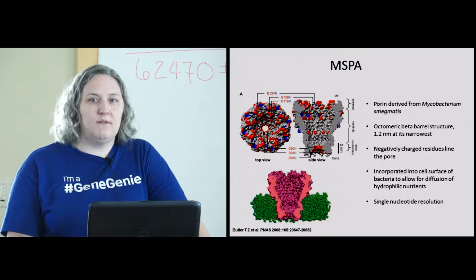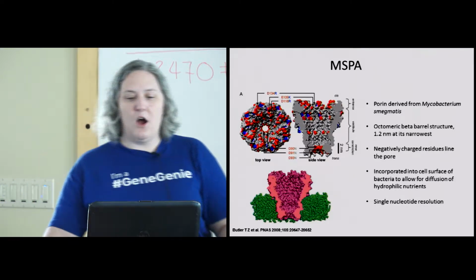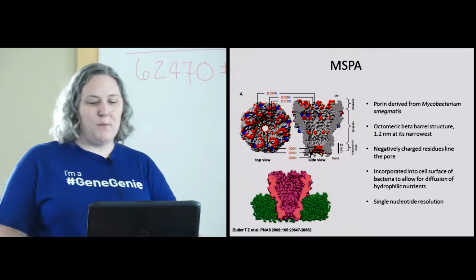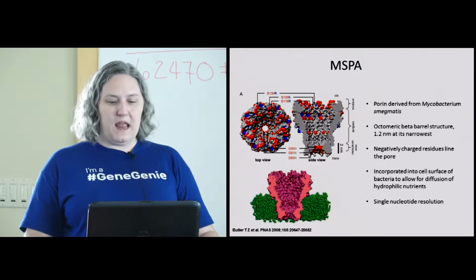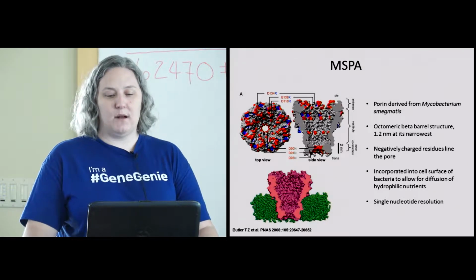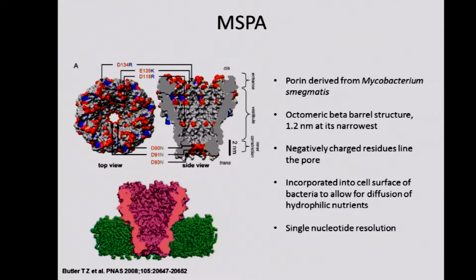Now, another protein of interest is the MspA, which is a porin derived from Mycobacterium smegmatis. Mycobacterium smegmatis A, porin A. This is an octameric beta-barrel structure, which is 1.2 nanometers at its narrowest. So like alpha-hemolysin, it remains open for a very, very long period of time, and it allows for the movement of very large molecules through it.